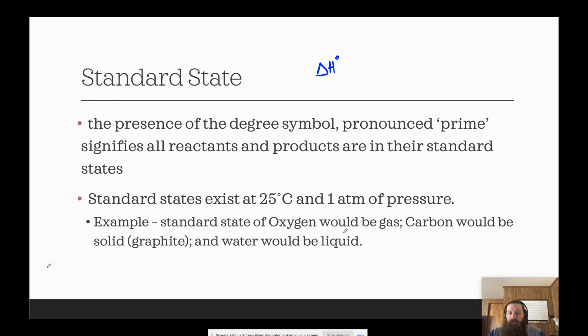Well, it would be a gas, because at 1 atmosphere of pressure at 25°C, oxygen is a gas. That's what it is. So it's the standard state, right? As in the standard state of matter, it's a gas. Carbon is going to be solid, right? The standard state of water would be a liquid. So when we look at these standard states, the tabulated values are for those specific phases.